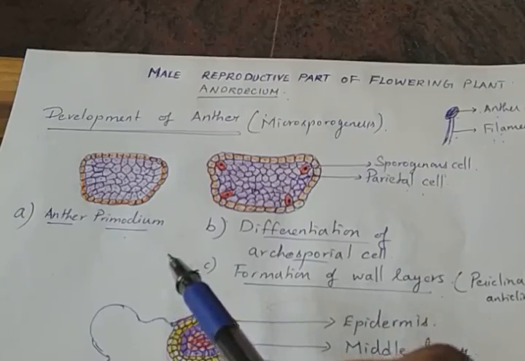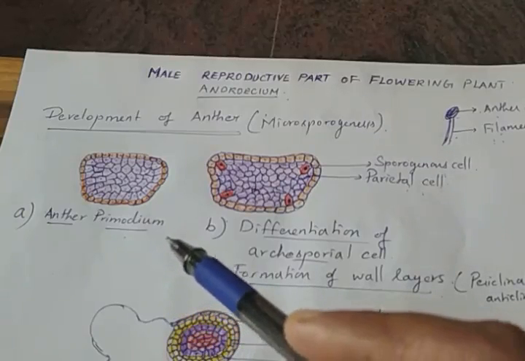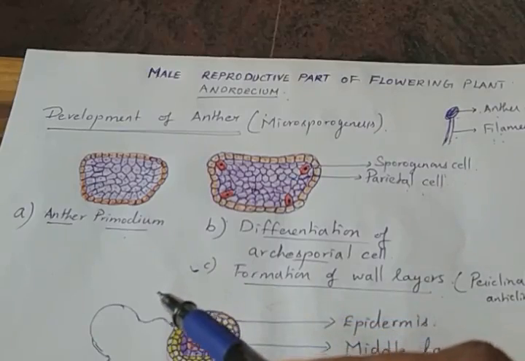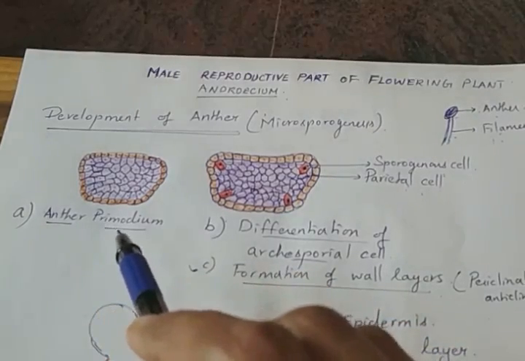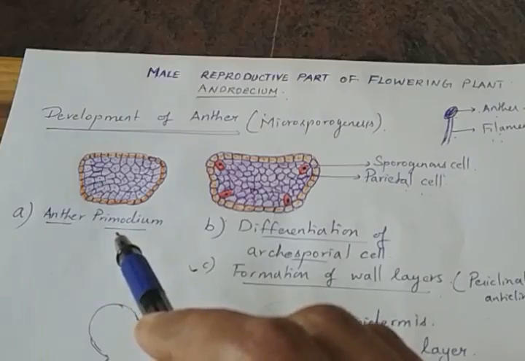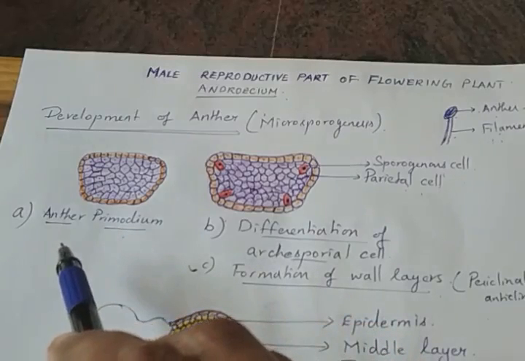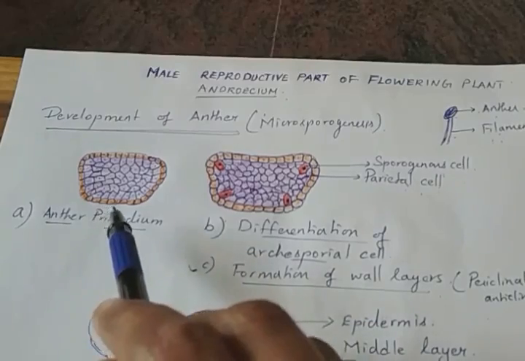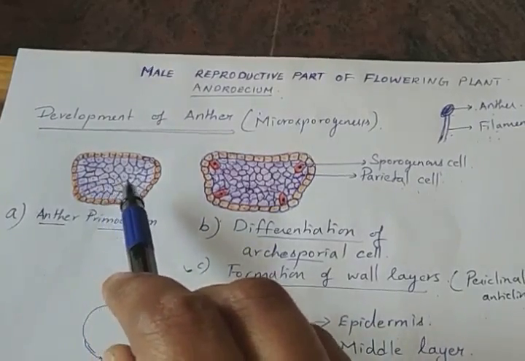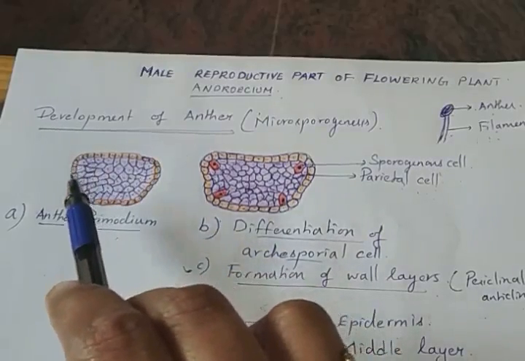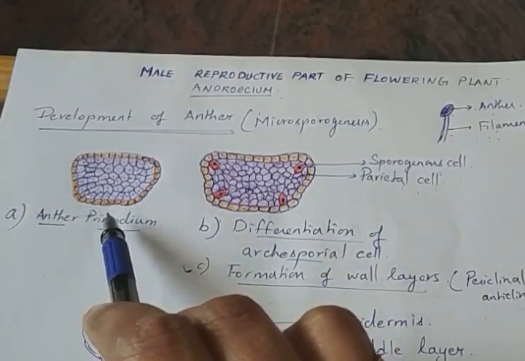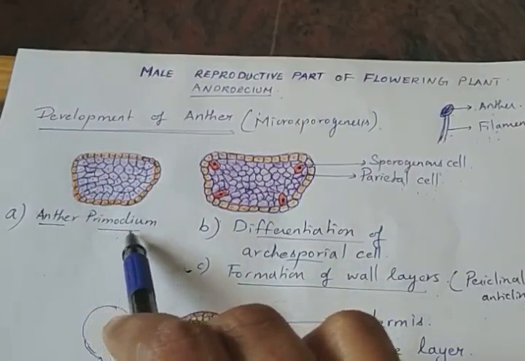The anther develops in different stages. The anther develops from the meristematic tissues of the shoot. In the first stage, you can see the anther as a homogeneous mass of cells surrounded by a single layer of epidermis. This stage is called the anther primordium.